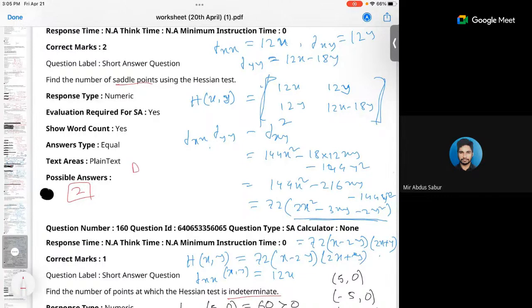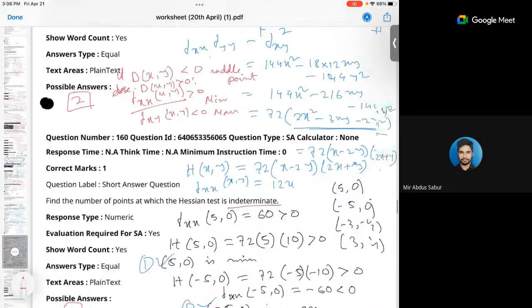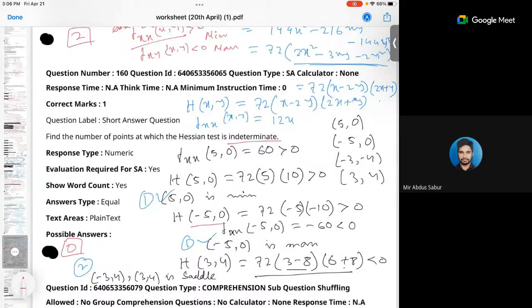Yeah, that is for D. If D is 0, then it will be a saddle point. Else, if D is greater than 0, then we have to check fxx. If fxx is greater than 0, then it is minimum, and if fxx is less than 0, then it is maximum, right? Now come to this. For minus 5, 0, D is greater than 0, so it will be either maxima or minima. Now fxx at minus 5, 0 will be minus 60, because fxx is 12x. So 12 into minus 5 is minus 60, which is less than 0. So it will be a maximum.